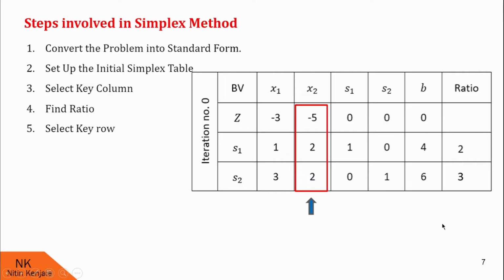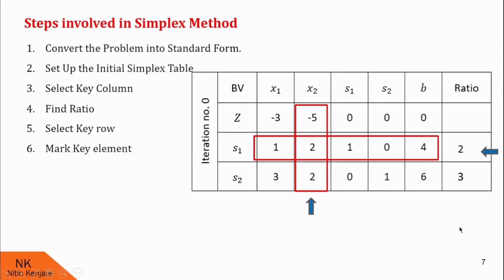Now in the next step, we will select the key row. For that, we have to find the smallest value in the column of ratios. It is 2. So its row is called the key row. We will mark it with this box. Next, we will mark the key element. The key element is the element at the intersection of the key row and key column. Here it is 2. Next, we will make a note of the new basic variable, which we call the incoming variable, and the outgoing variable.